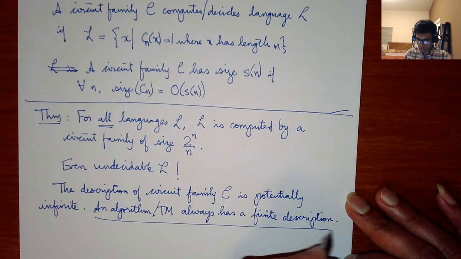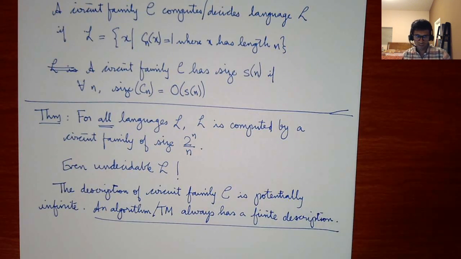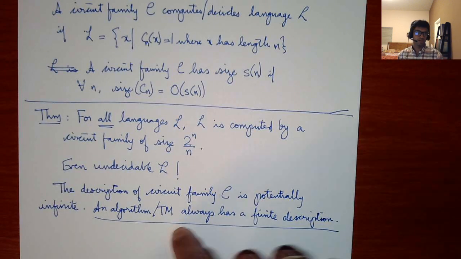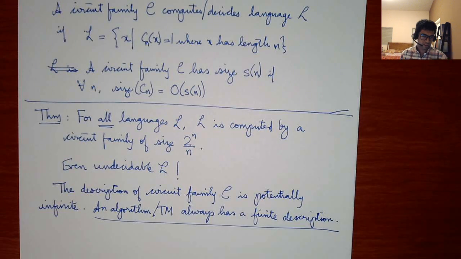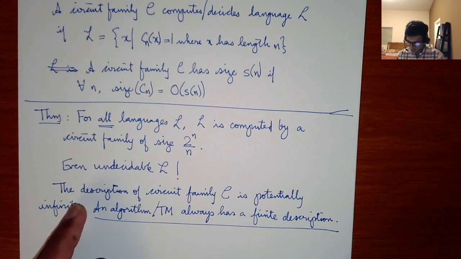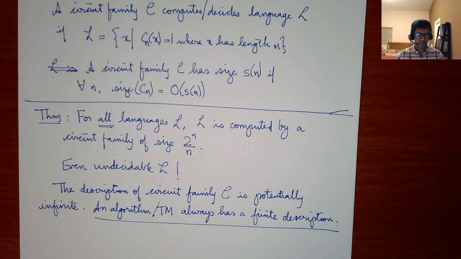And that's why you have undecidability, because the description of functions are infinitely long strings, and the description of an algorithm or Turing machine is a finite length string, and then you have diagonalization and countability and uncountability. But circuit families, the description is infinite. Therefore, in some sense, there are uncountably many circuit families, but there are countably many algorithms. It's a very important point.